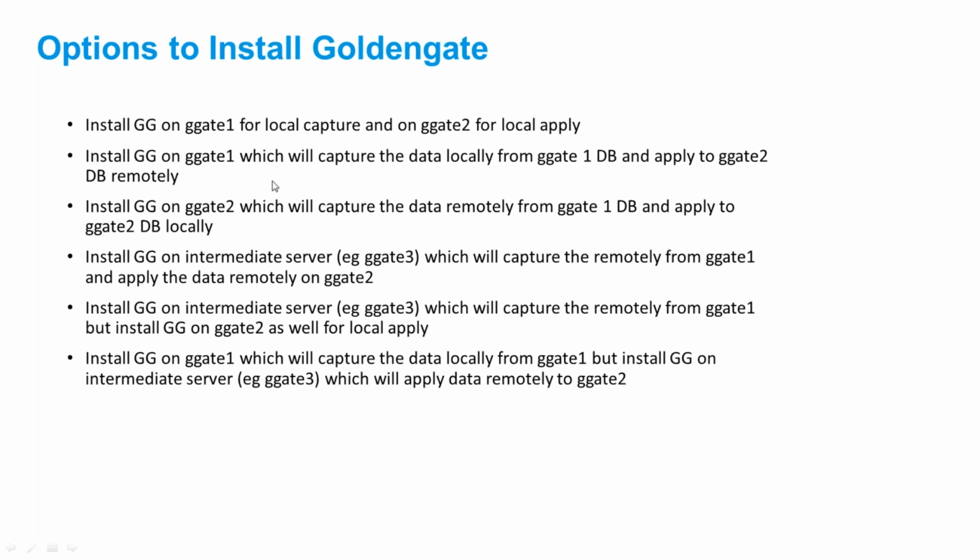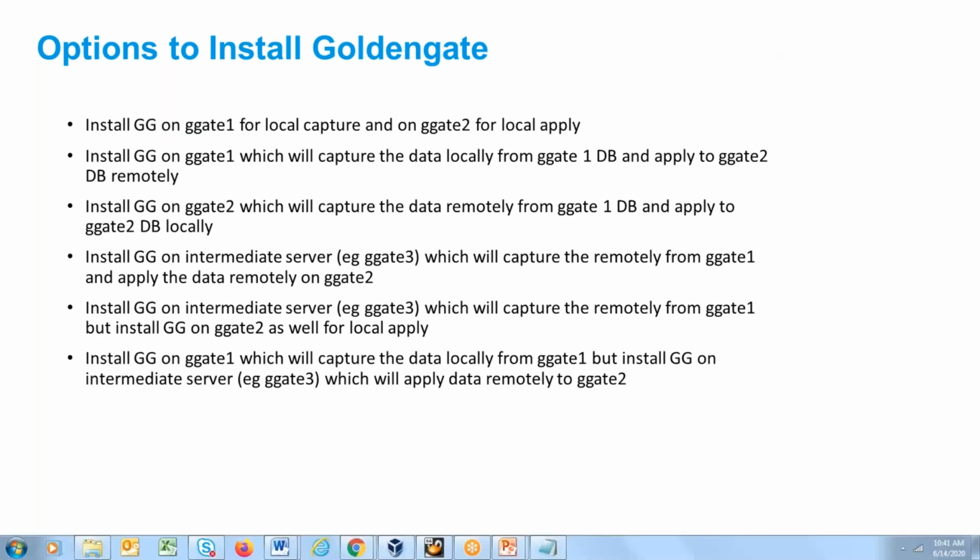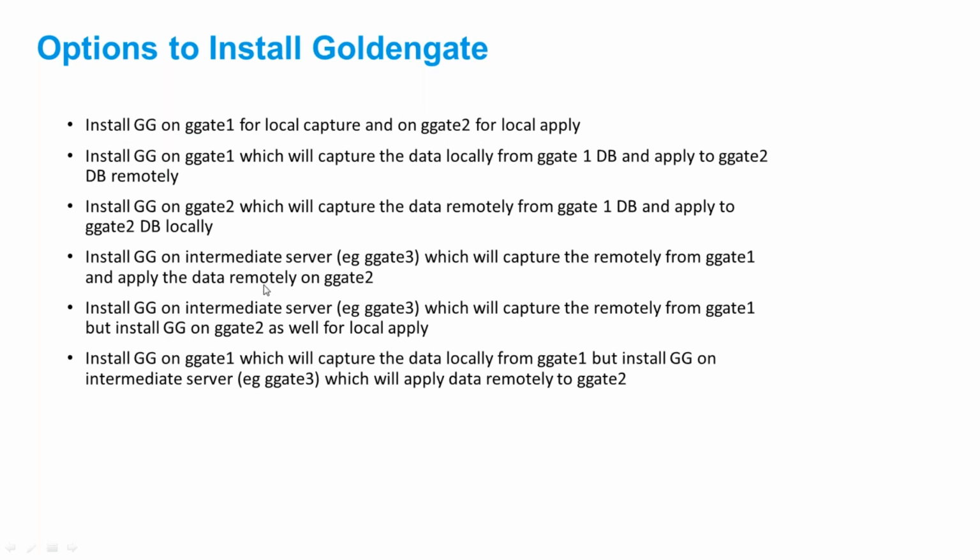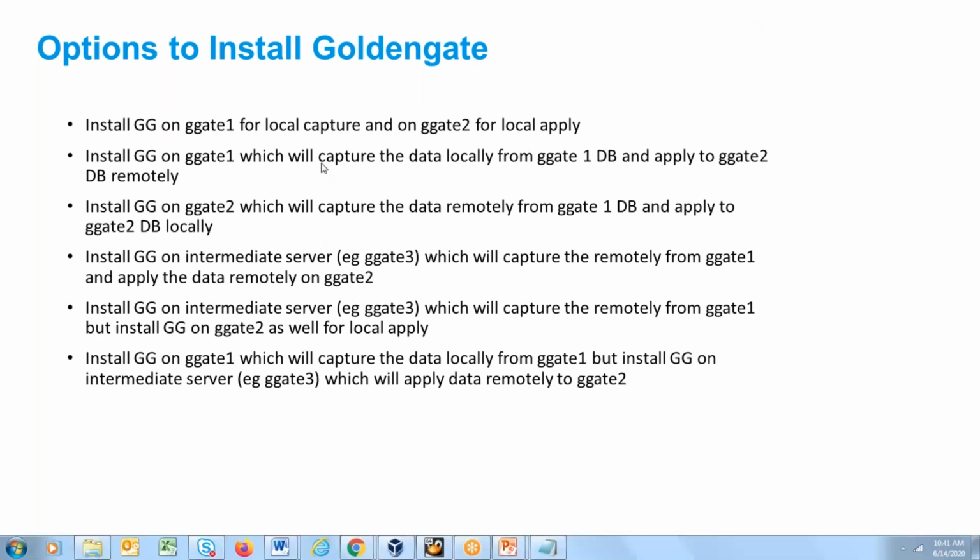Now, so far we have been installing Golden Gate on the available servers like ggate1 and ggate2. The fourth option is you install Golden Gate on an intermediate server, for example ggate3, which will capture the data remotely from ggate1 and apply the data remotely to ggate2. So in the first option, you have local capture and local apply. In the second option, local capture but remote apply. In the third option, remote capture but local apply.